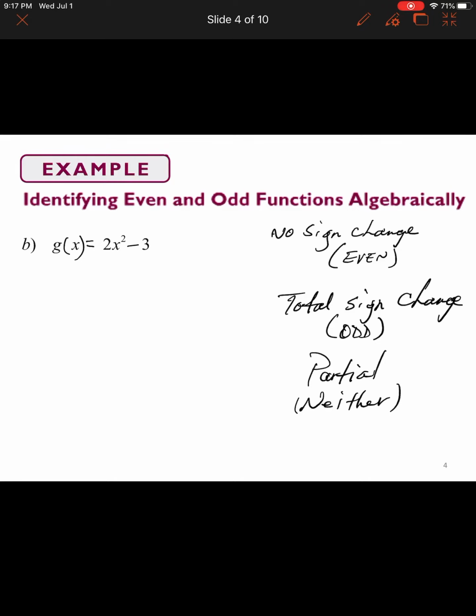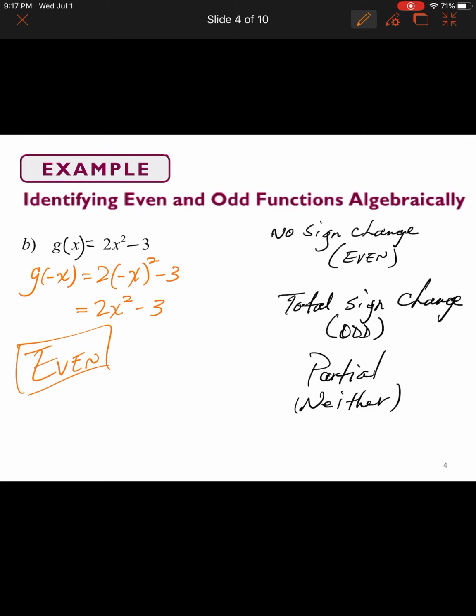All right, so let's look at this one. Run the test. We're going to plug in negative x: 2 times negative x squared minus 3 equals 2x squared minus 3. Everything looks exactly like the original, no sign change. Therefore, this is an even function. You know what I'm saying? And just to make sure my grits are rich, I'm going to add a little cheese and say it's an even function and it's symmetric to the y-axis.